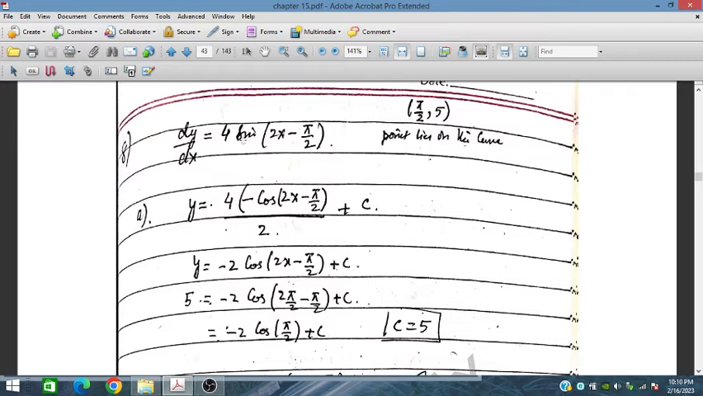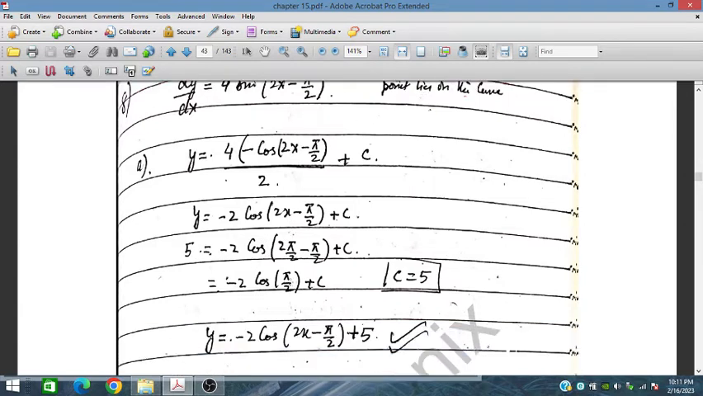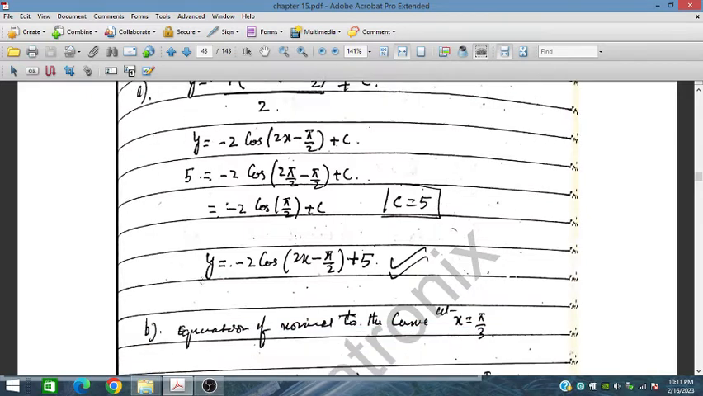So dy/dx is equal to 4 sin(2x minus pi/2), and the point lies on the curve. So y is the integral of this derivative, which is 4 times, sin becomes minus cos(2x minus pi/2), and the 2 appears here, plus c. So y is equal to minus 2 cos(2x minus pi/2) plus c. And since this point lies on the curve, in place of x you write pi by 2, and here we have 5. As a result, c is equal to 5, and y is obtained as minus 2 cos(2x minus pi/2) plus 5.